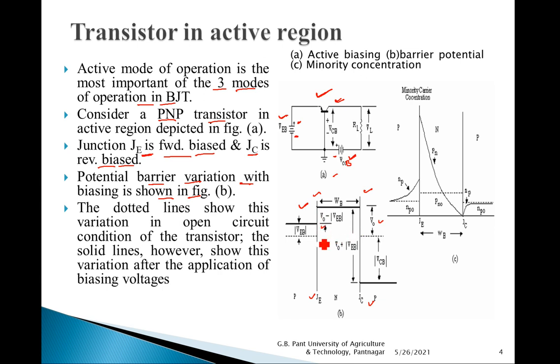The change in the barrier potential across JE is in such a way that the barrier potential here is decreased by an amount of absolute value of VEB, which is the biasing voltage. Similarly, at the collector junction JC, the biasing voltage is added up and the potential barrier rises by an amount that is VCB. So this can be visualized by figure B here.